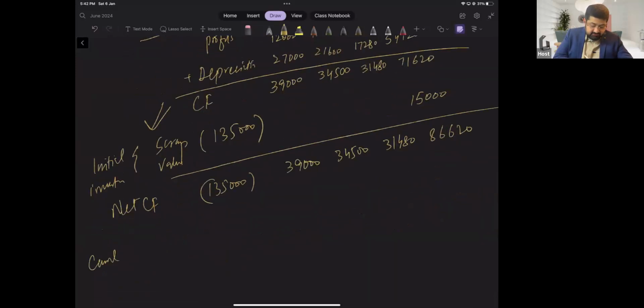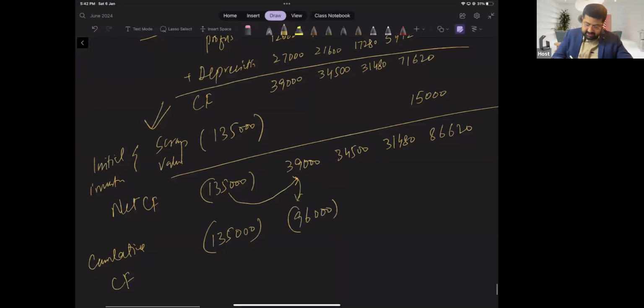Now, cumulative cash flows. 135,000 negative. This will be recovered. 96,000 negative remaining. Then this will be recovered. Out of 135,000, in year 1 this is recovered as inflow, and the remaining is 135,000 minus this, negative 96,000.